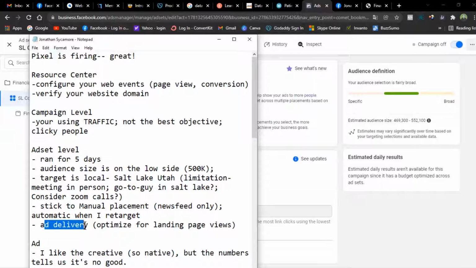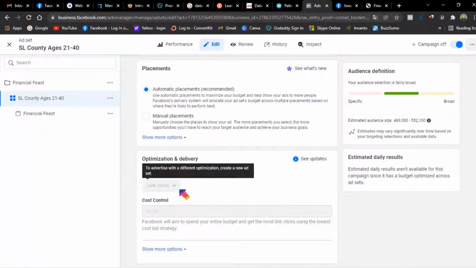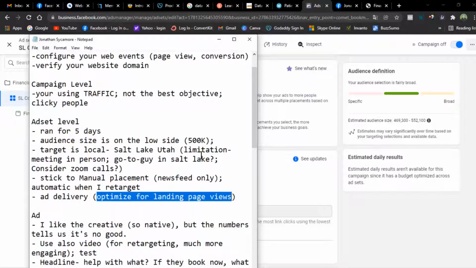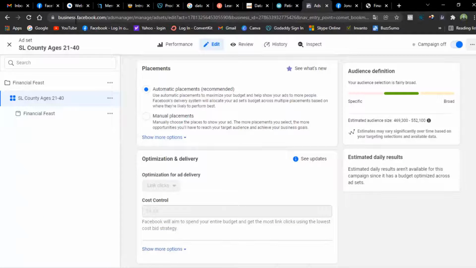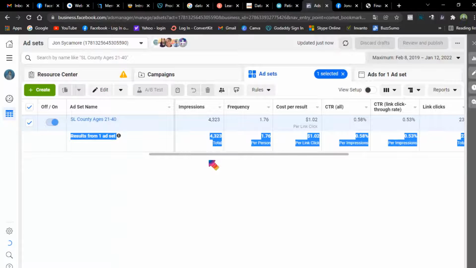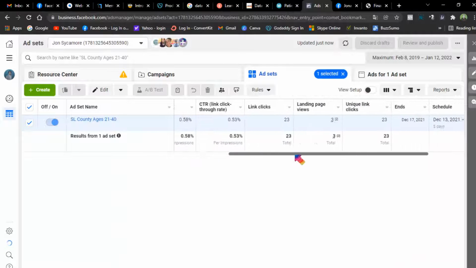And for the ad delivery, since you are using a traffic objective, I prefer that you optimize for landing page views. But that's not relevant in my strategy for you. If you decide to do it on your own, I would suggest that you optimize for landing page views. Why? Because if you look at your numbers, here are your numbers.